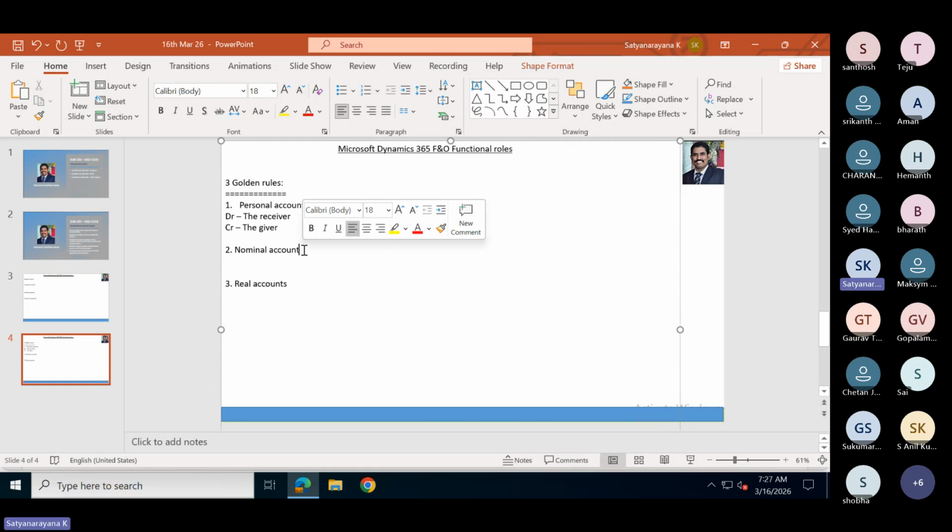Nominal accounts. All expenses are debit. Debit all expenses and losses. All incomes and gains are credit. Credit all incomes and gains.